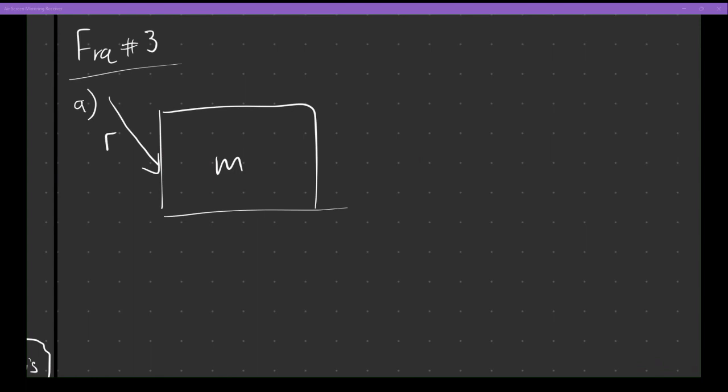Alright, hey everyone, welcome. Today we're doing FRQ number 3. First part asks for a free body diagram on the block. So start off with just drawing M. So basically it's a force F pointing diagonally downwards.